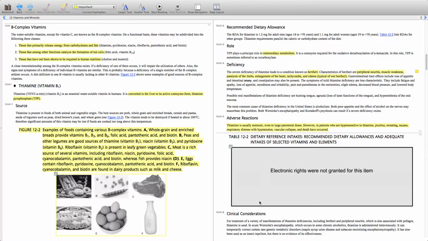B complex vitamins. A lot of people take the vitamin B for energy. It's very, very common for people actually to take them for energy. People take them in the morning, and it seems to give them what they need to get through the day. So number one, those that primarily release energy from carbohydrates and fats. Those that, among other functions, catalyze the formation of red cells, and that's the folic acid and vitamin B12. And those that have not been shown to be required in human nutrition, and that's the choline and the inositol.